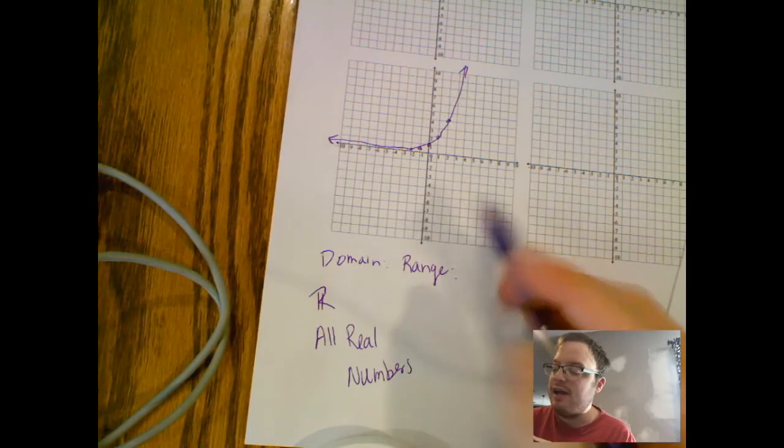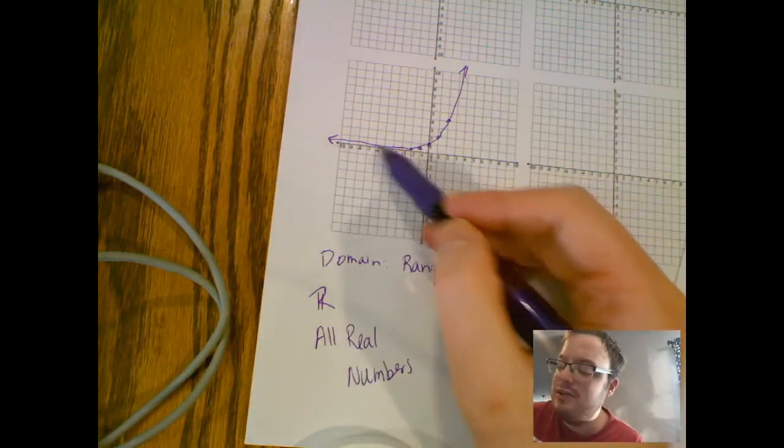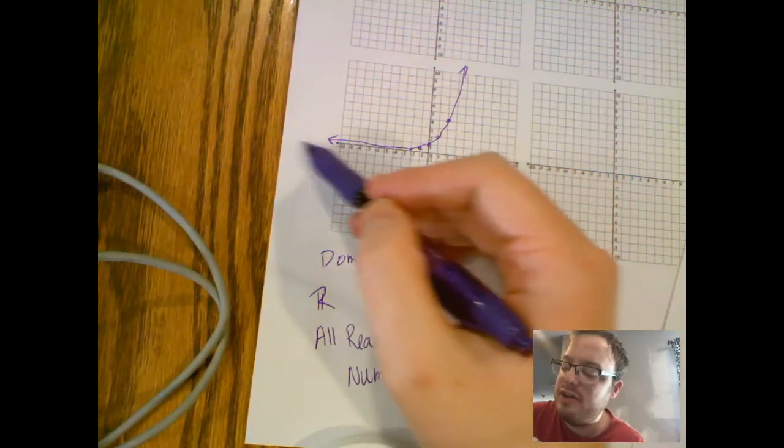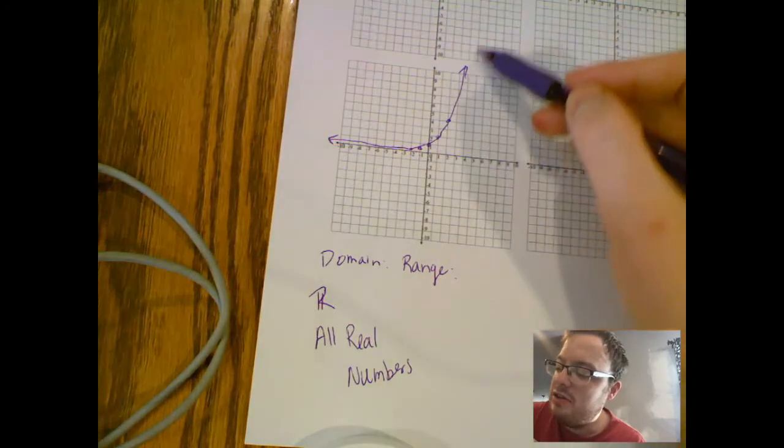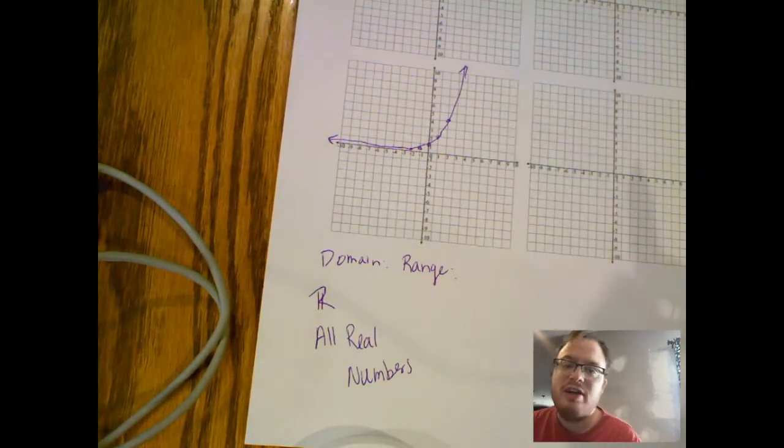That is my domain. I can put any x value into that equation, and we can see that because this keeps going forever and ever in the negative x direction, and this continues to go up forever and ever in the positive x direction.